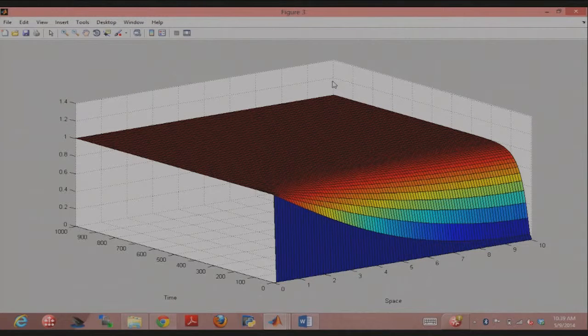Does that answer your question? Scope is supposed to work like an oscilloscope, which is not the most useful here. Oh, it is very useful, but not the most. You can just use the To Workspace block and then plot it in MATLAB. We talked about the To Workspace block. Does everybody remember that?